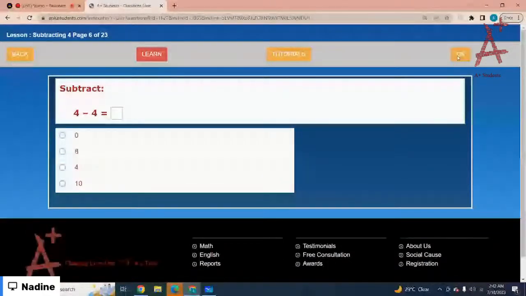The next one is 4 take away 4. So which is the correct option? Subtracting a number from itself makes 0. 4 take away 4, you are subtracting 4 from itself. So it would be 0. The correct option is 0.